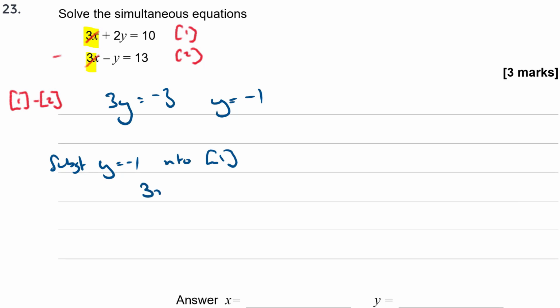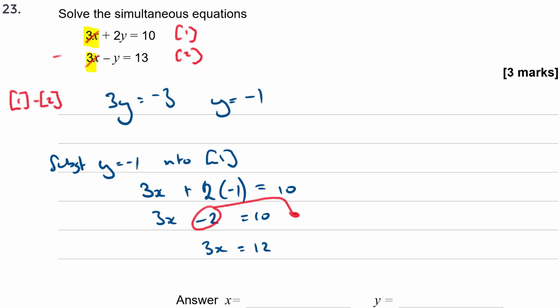So then I've got 3x plus 2 lots of minus 1 is equal to 10. 2 times minus 1 is negative 2. Taking that to the other side, I'm going to get 3x equals 12, which gives me x is equal to 4. So that would tell me that x is 4, y is minus 1.